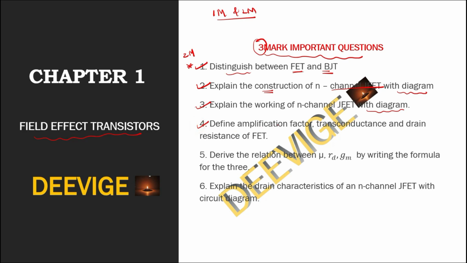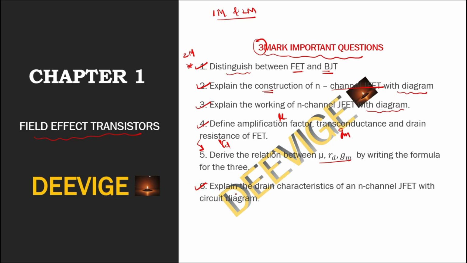Fourth question, define amplification factor, transconductance and drain resistance of FET. Amplification factor is mu, transconductance is gm, drain resistance is rd. Based on this, it's a continuation of this: derive the relation between mu, rd and gm by writing the formula or definition in mathematical expression for these 3.